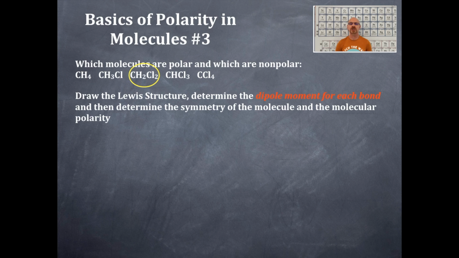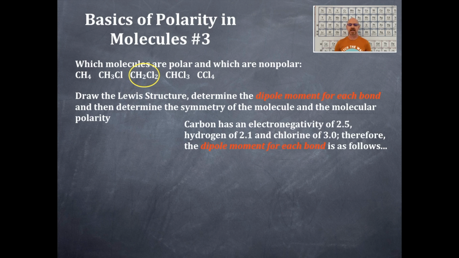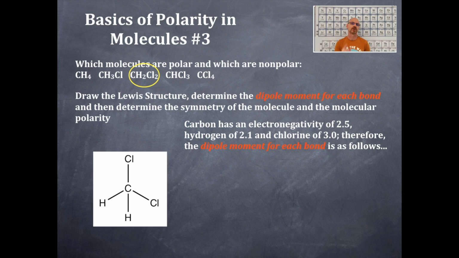Today we're doing CH2Cl2. Okay, carbon has an electronegativity of 2.5, hydrogen 2.1, and chlorine, the most electronegative of these grouping of elements, at 3.0. We're going to determine the dipole moment of each bond after drawing the Lewis dot structure. There is our Lewis dot structure without the lone pairs on the chlorines. I'm going to forget about that right now because that's not important for this information.